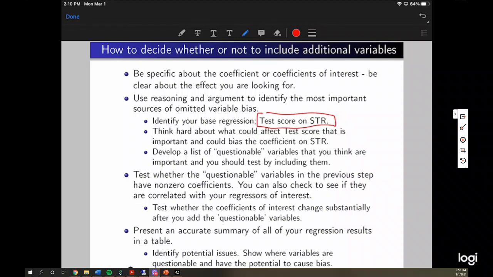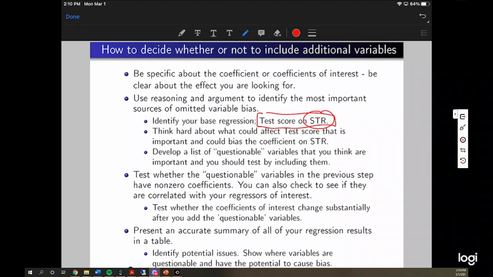And then test whether the questionable variables in the previous step have non-zero coefficients. So test to see, when you add them, do they have non-zero coefficients in the model? And then also test if the coefficient on student-teacher ratio is affected by the inclusion of those other variables.